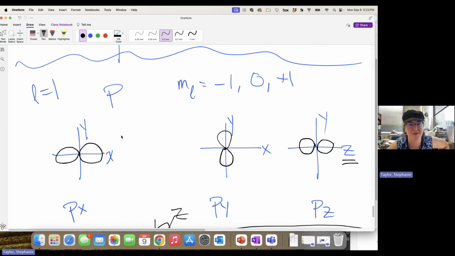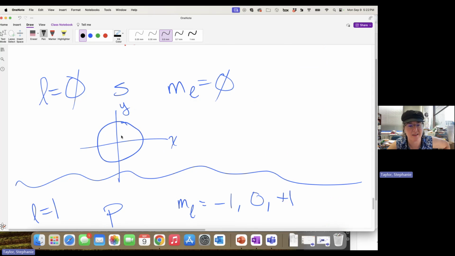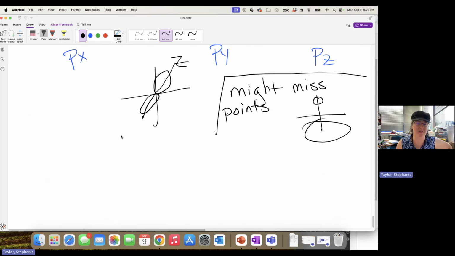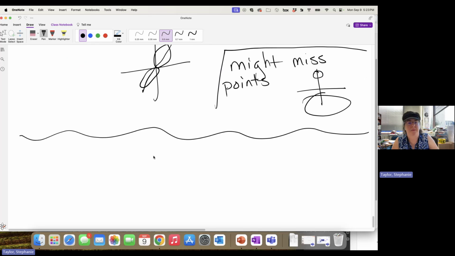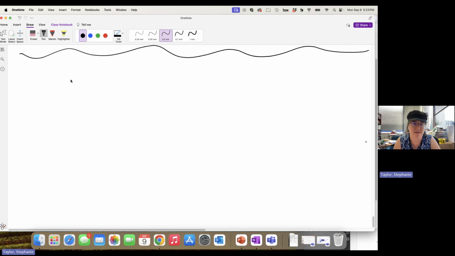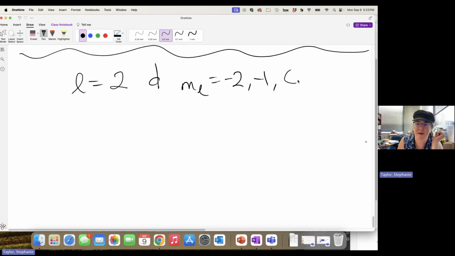So I did P, okay, so we've done S, and we've done P, and there's one more set that y'all are responsible for, which is D. So I have to admit, I'm going to double check myself on here because I don't freehand D super well. So this is going to be when L is equal to 2. These are going to be D orbitals, M sub L. I've got 5 options, so I should have 5 different D orbitals.